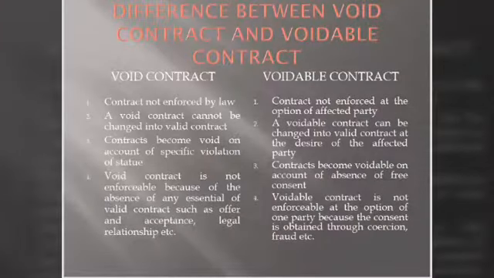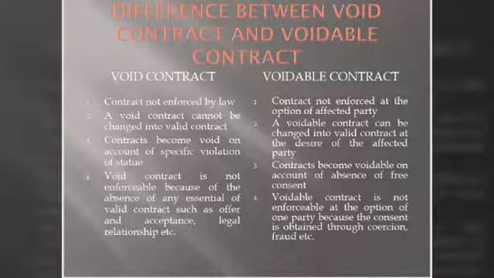Next aspect in classification of contract is the differences between various types of contracts. Number one is differences between void contract and voidable contract. Void contract is a contract not enforced by law. Voidable contract is a contract not enforceable at the option of the affected party. Second difference is a void contract cannot be changed into a valid contract.